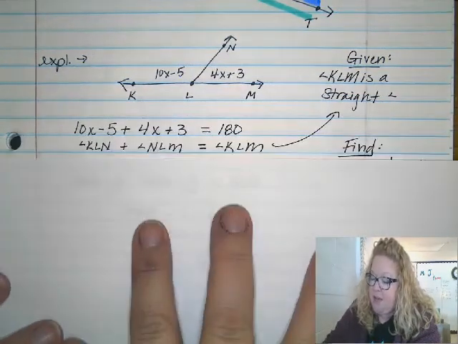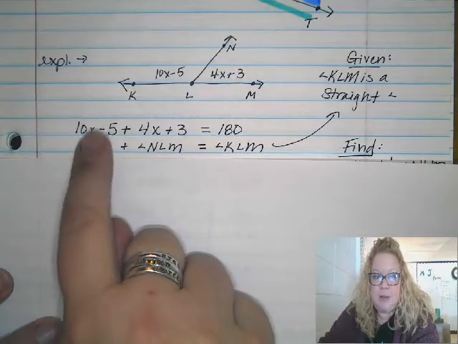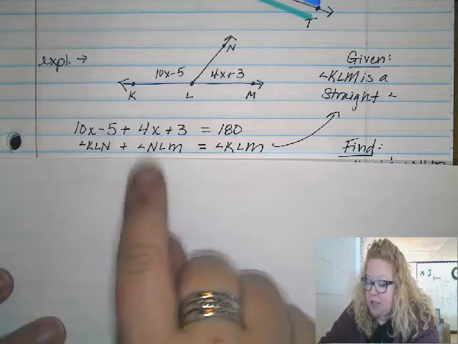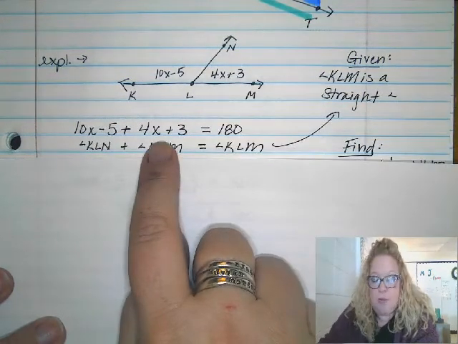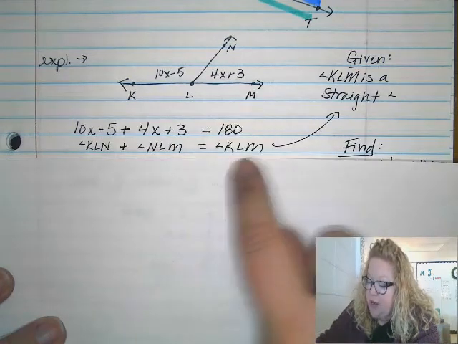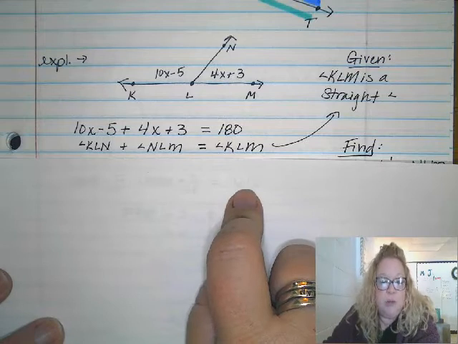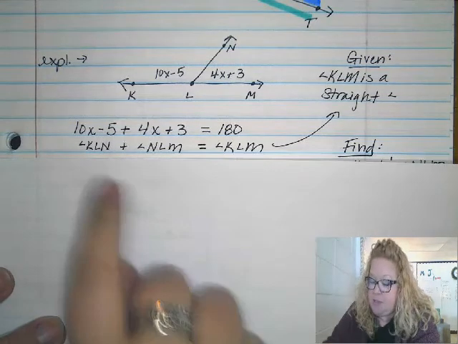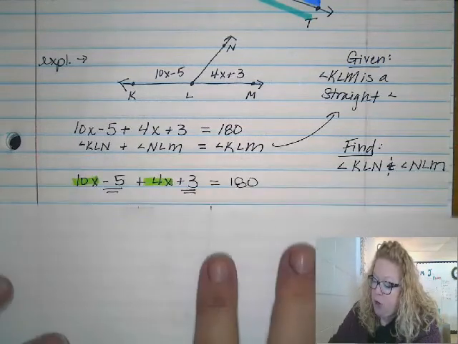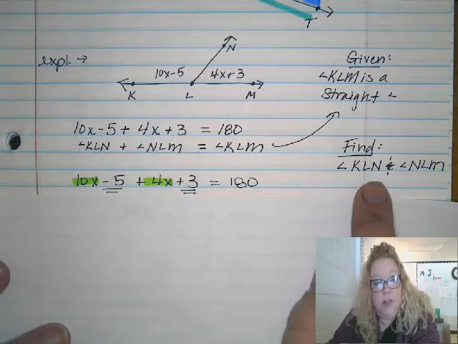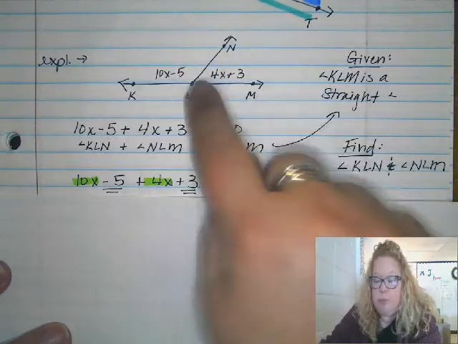I'm going to say that KLN, this one right here, which is 10x minus 5, plus this piece, this NLM, that 4x plus 3, is equal to a straight angle or 180 degrees. So you can see each piece is set up. So this piece plus this piece equals the whole piece. And what our goal is, they want us to find each of the angle measures. So they want to know how big is this angle and how big is that angle.